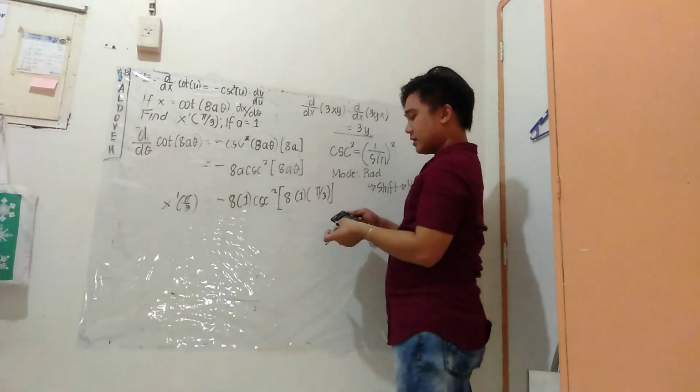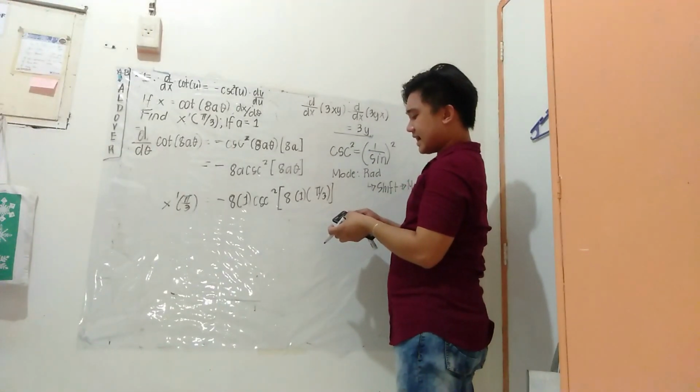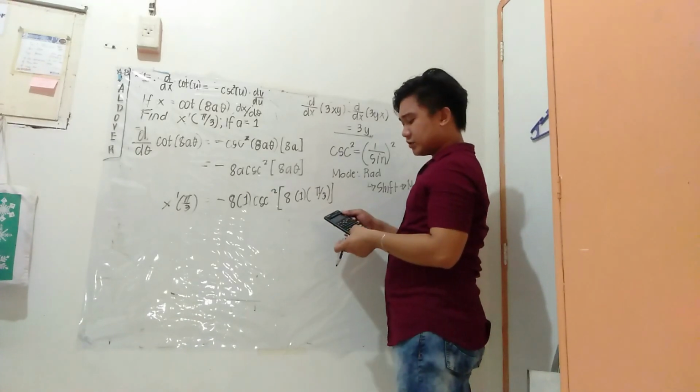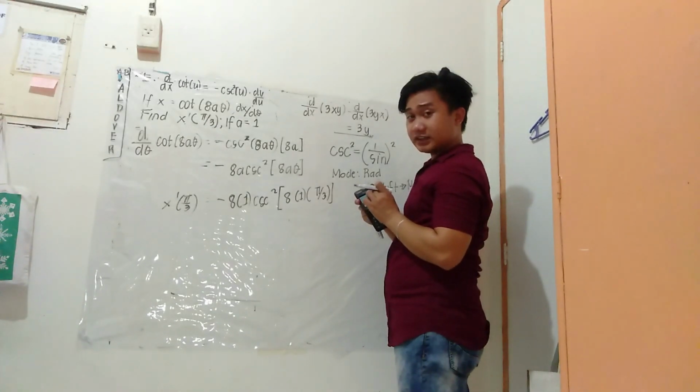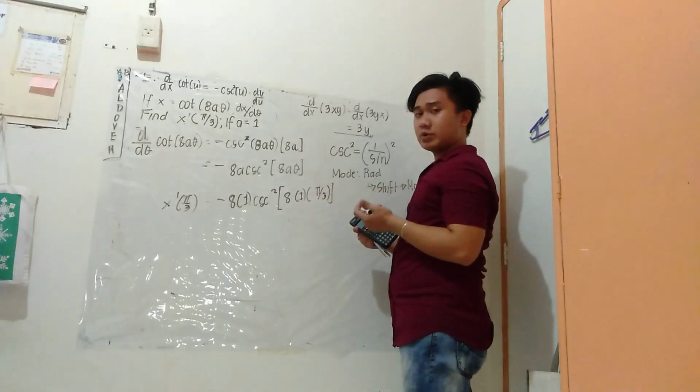Makikita mo doon, deg, gra, psi, rad, fix, norm. So, yung rad po ay number 4. So, pindutin mo lang yung 4. At makikita nyo doon sa taas ng calcu nyo, may letter R. Ibig sabihin, ang calculator nyo ay naka-radian mode na po.